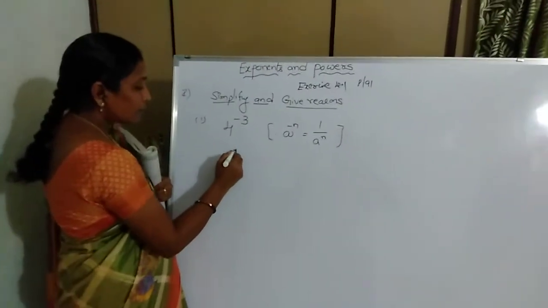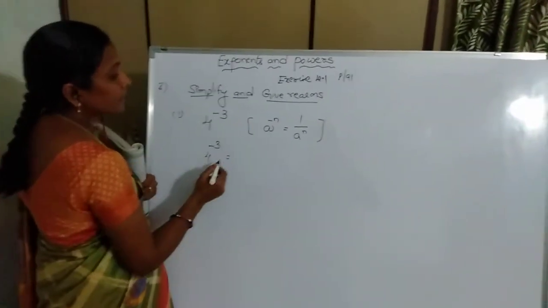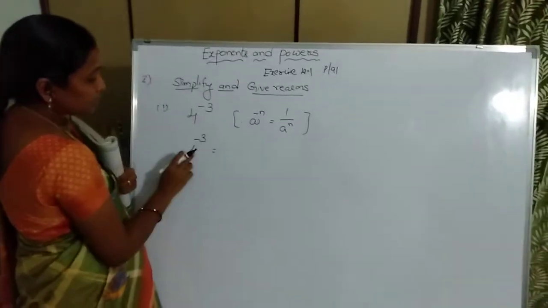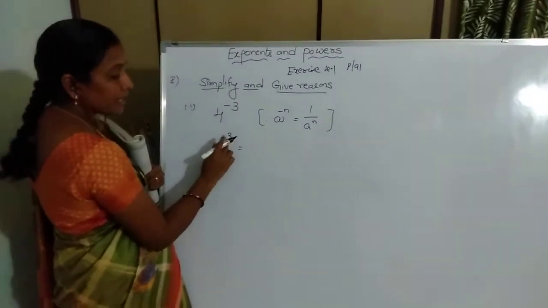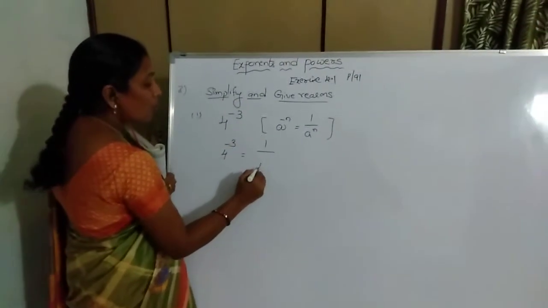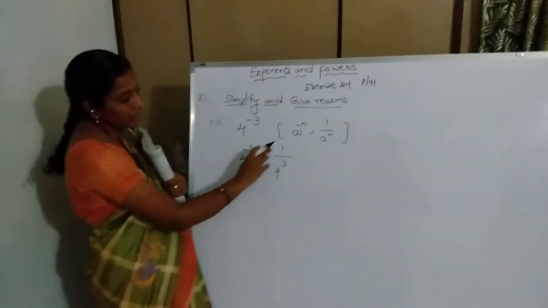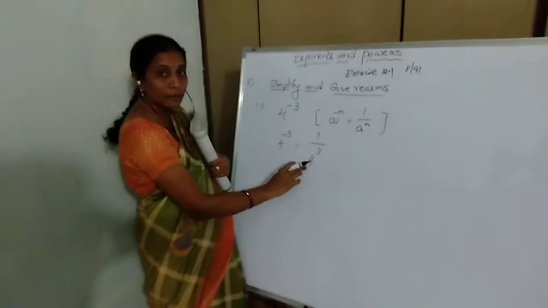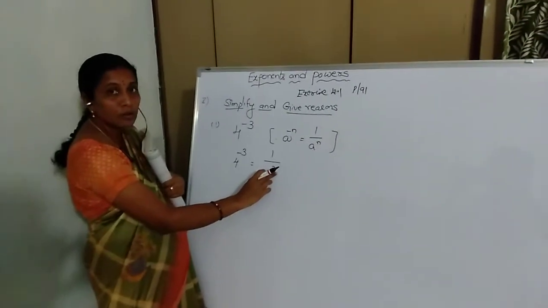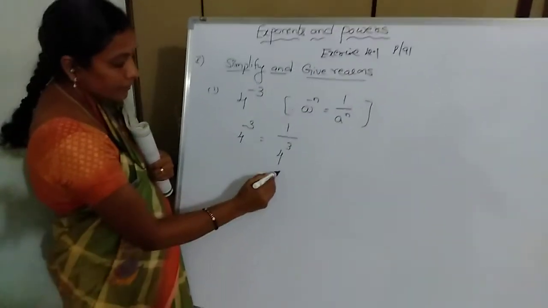So 4 to the power minus 3, according to this law of exponents, where 4 is the base and minus 3 is the exponent, can be written as 1 by 4 to the power 3. 4 to the power minus 3 can be written as 1 by 4 to the power 3. It becomes a positive power of the exponent. Now we can simplify the answer.